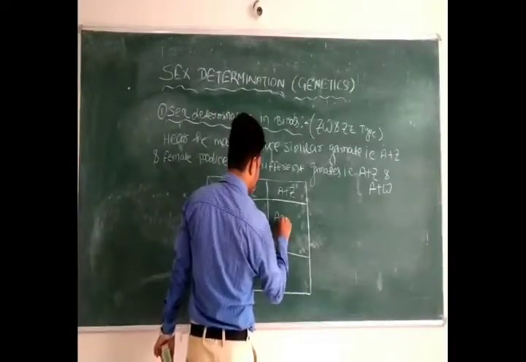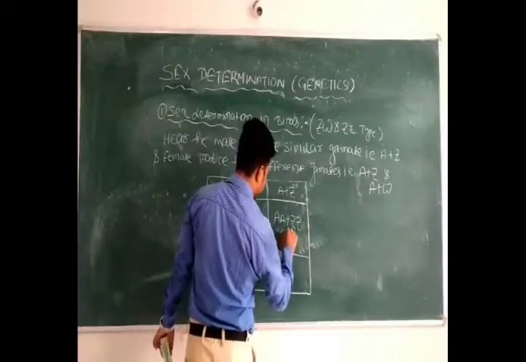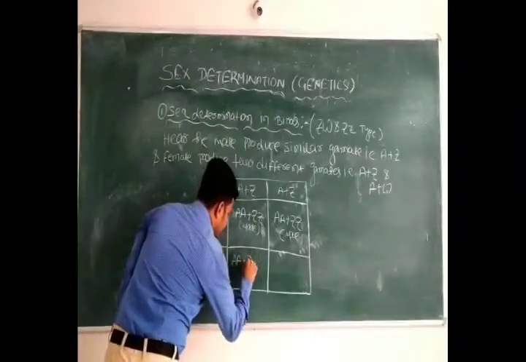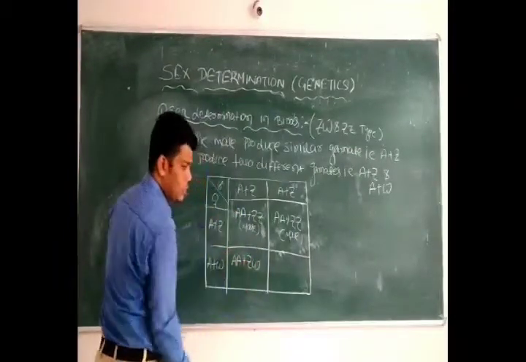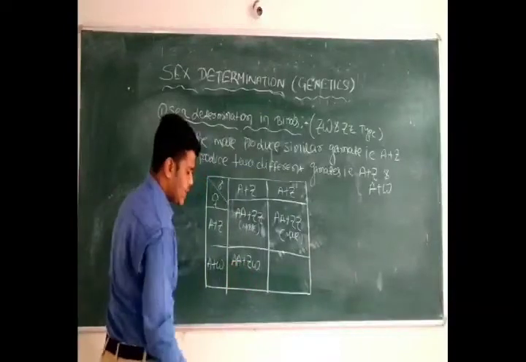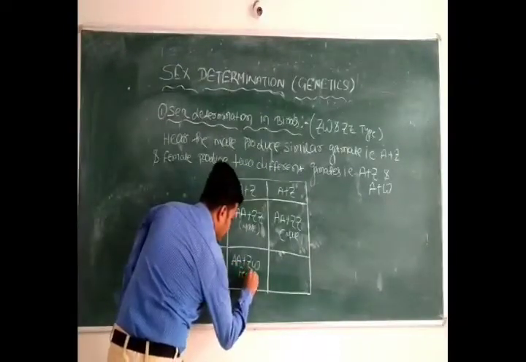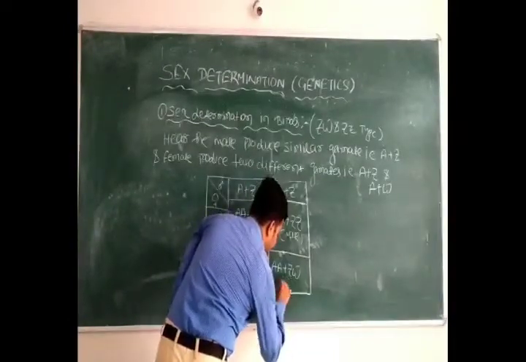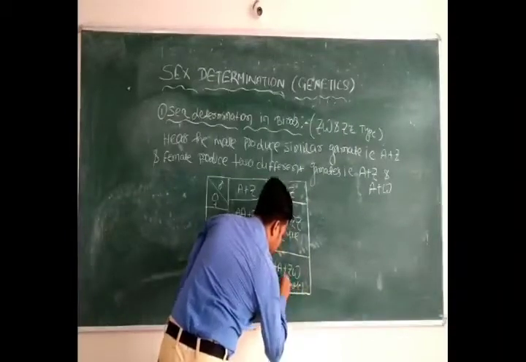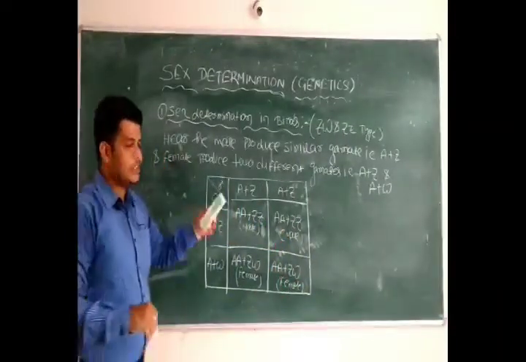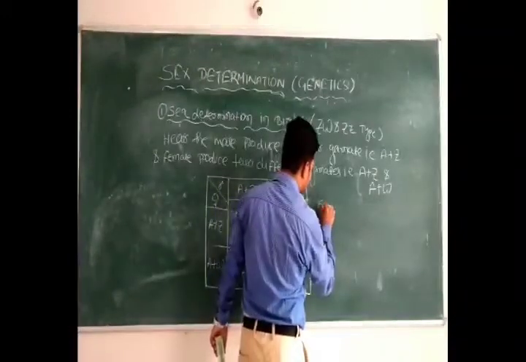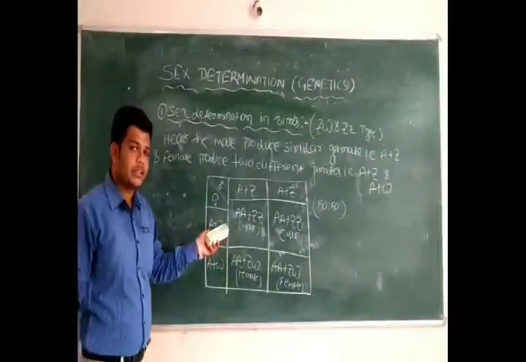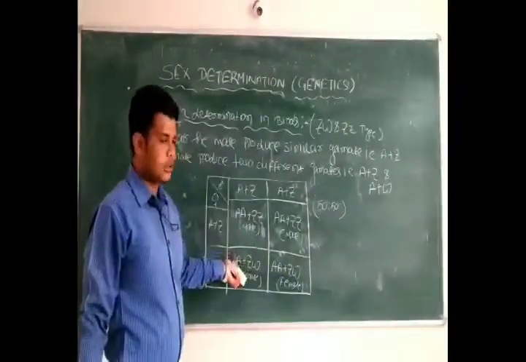Again AA plus ZZ, that is the male are produced, and the Z and W chromosomes, because they are heterogametic with two different chromosomes, give the possibility of female. Here also autosome plus ZW, that is female are produced. So this is all about your sex determination. The ratio is 50:50. Here the sex determination in birds is over.